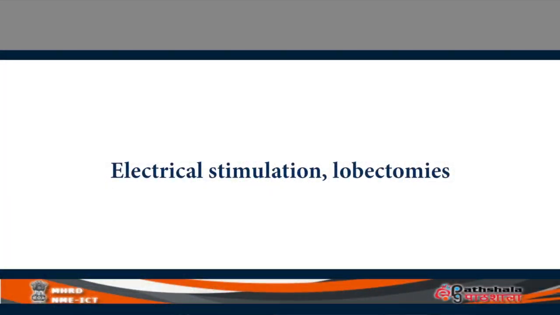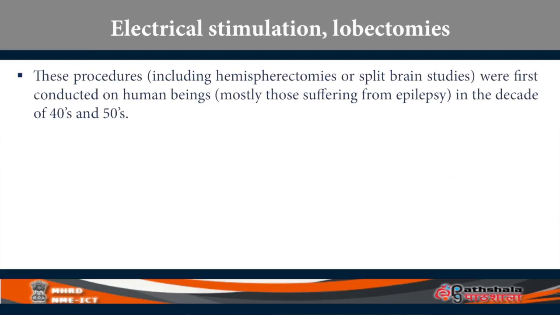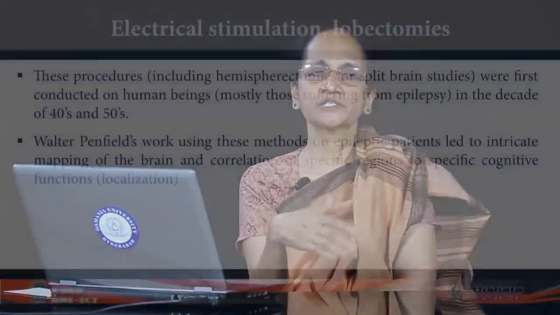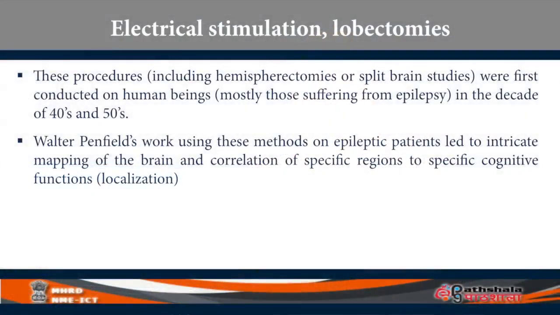Then about electrical stimulation, mostly this was done on people who had epilepsy. They did electrical stimulation experiments on these patients primarily to prevent abnormal electrical activity from spreading from one hemisphere to another hemisphere. Even the split brain surgery was done for that reason. Walter Penfield was a very well-known neurologist who used these methods on epileptic patients and did what is known as brain mapping. You have learned in the very first couple of modules in neurolinguistics about brain mapping and Brodmann areas and things like that. So this is called electrical stimulation.